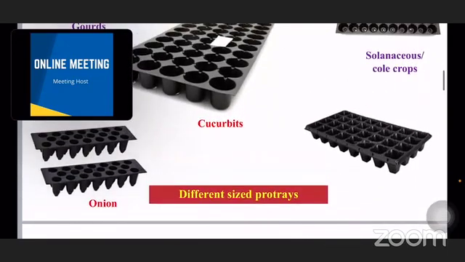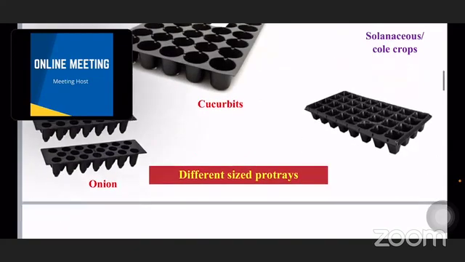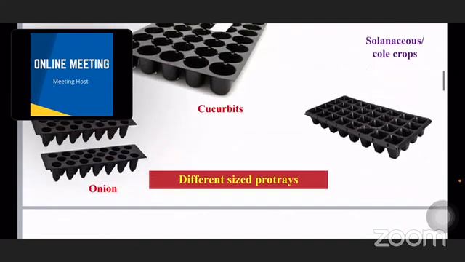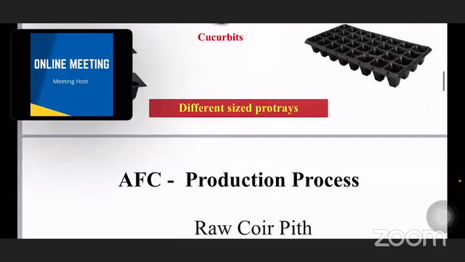And this is for onion, because the roots are very lengthy in onion. So the shape of the tube, its depth and size, is different from cucurbits and solanaceous crops. Likewise, different size protrays can be used in nursery production.